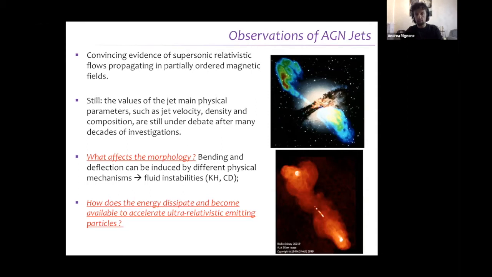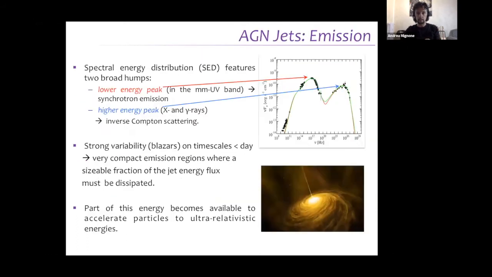The second most important question is how the jet is able to dissipate the energy and make the kinetic energy available to accelerate particles. This is not completely clear, but it is probably also due to instabilities and the possibility to convert kinetic energy into thermal energy and then into accelerated particle energy.